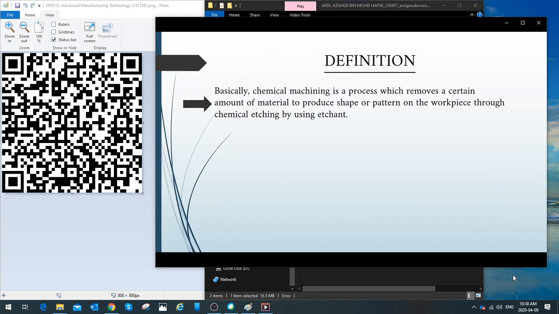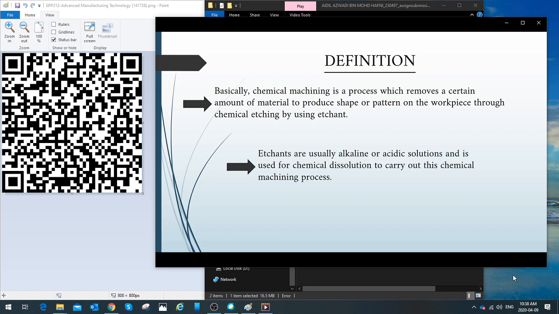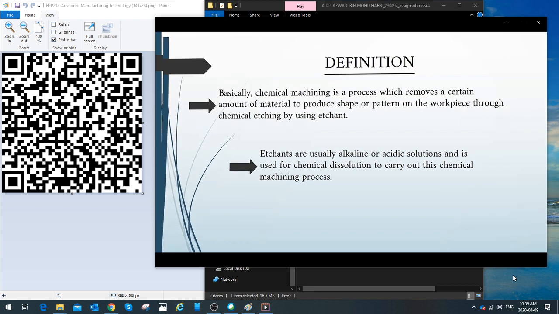Basically, it is a material removal process in order to produce shape or pattern on the workpiece, but instead of using cutting tools, the material is removed through chemical etching by using etchant. Etchants are usually alkaline or acidic solutions and used for chemical dissolution to carry out this machining process.